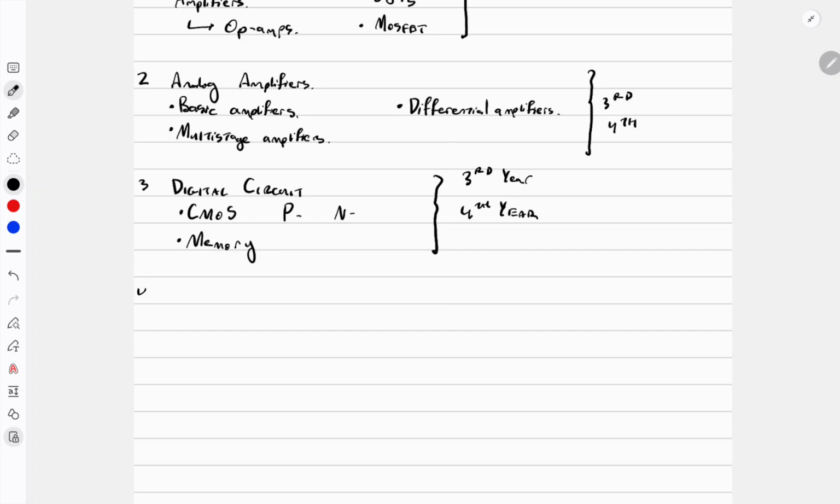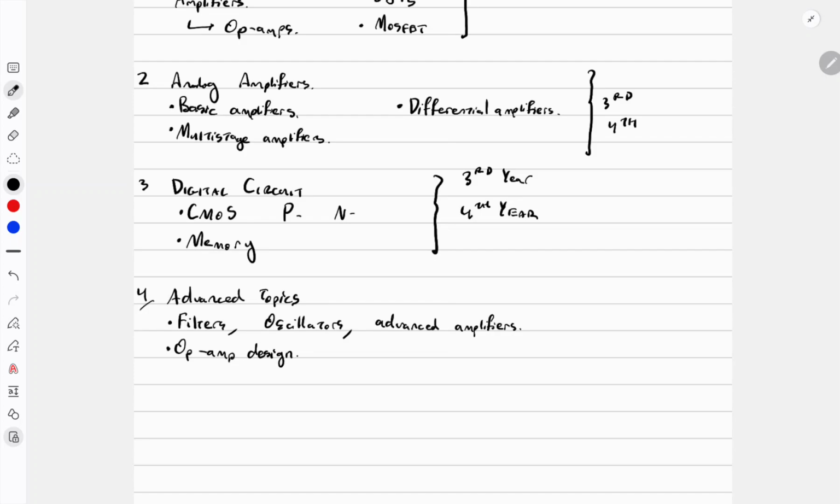And then there are also advanced topics, things like filters, oscillators, and advanced amplifiers. These can be made with MOSFETs, they can be op-amps, and a lot of things. And there's also op-amp design.